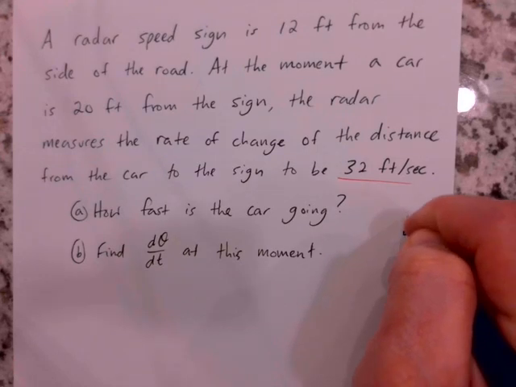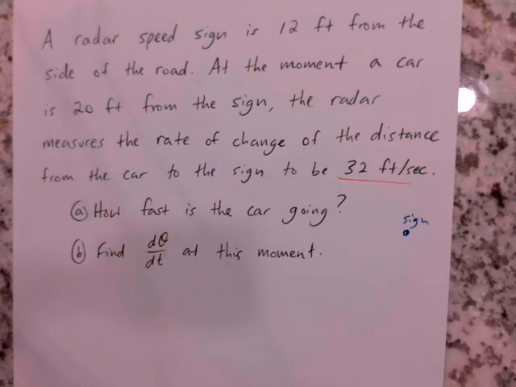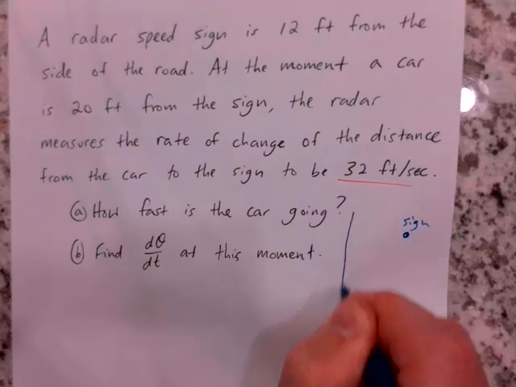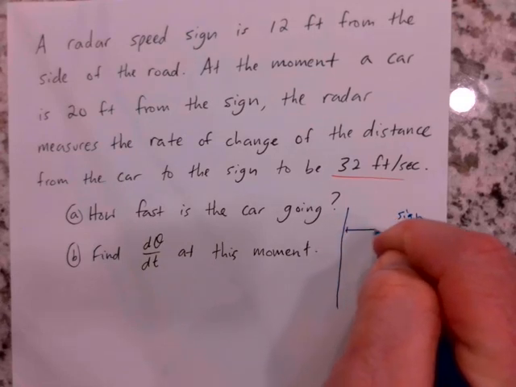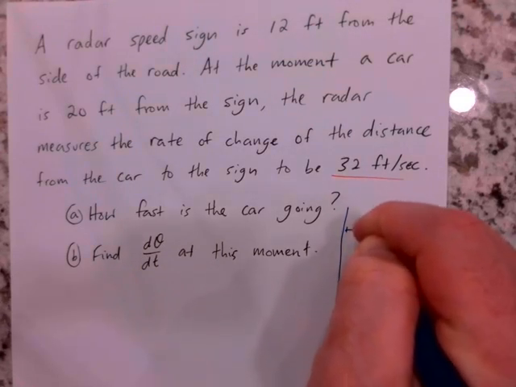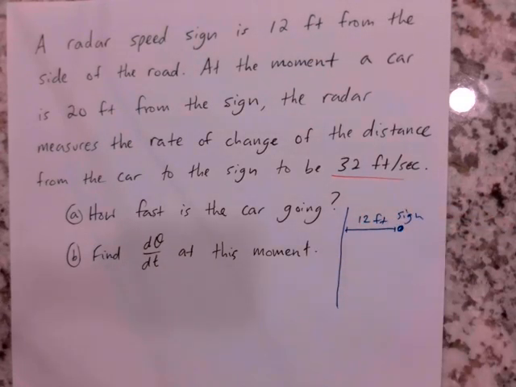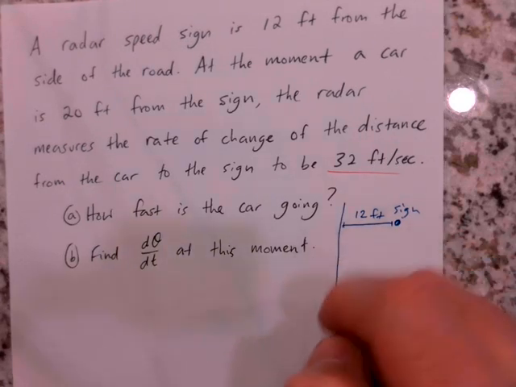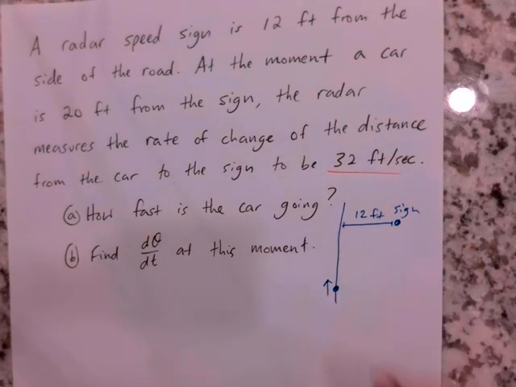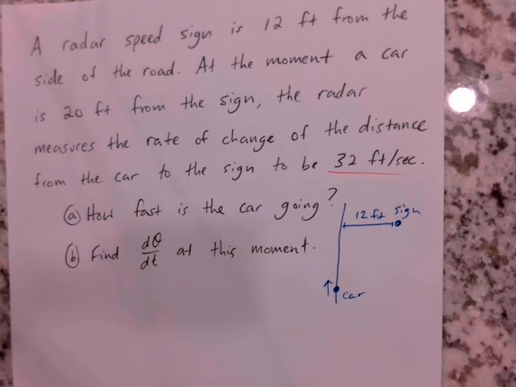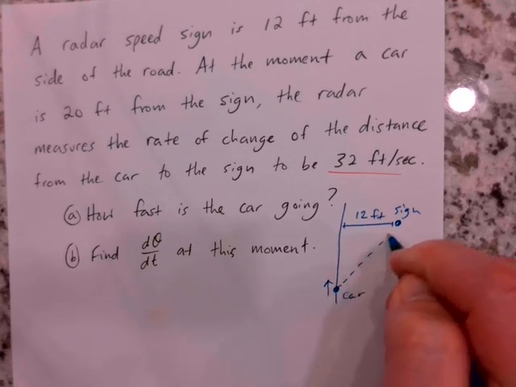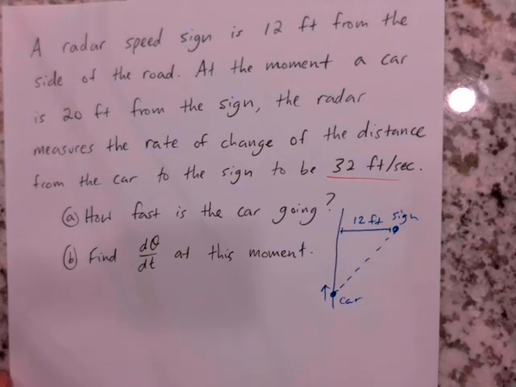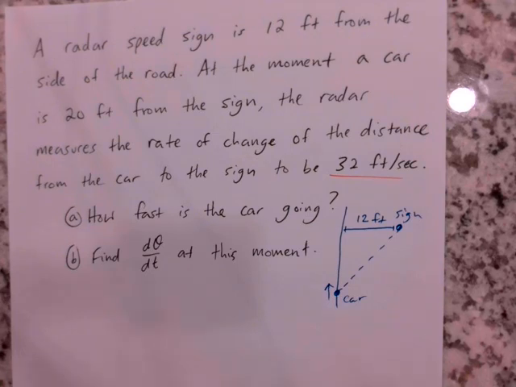So like here we have the sign. Here we have the road. The distance from the sign to the road is 12 feet. We have a car over here. The car is going towards the sign, otherwise the car couldn't see it. Right, which means the shape that we're working with, of course, is a triangle.